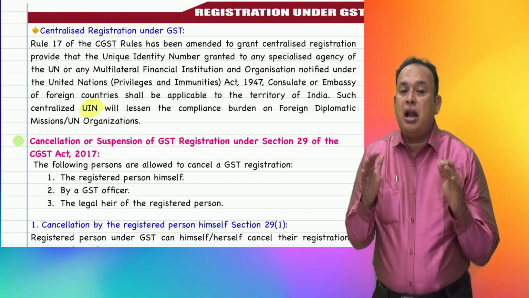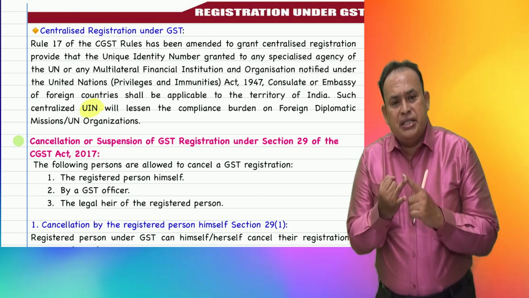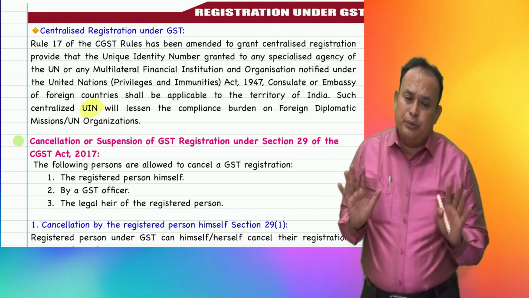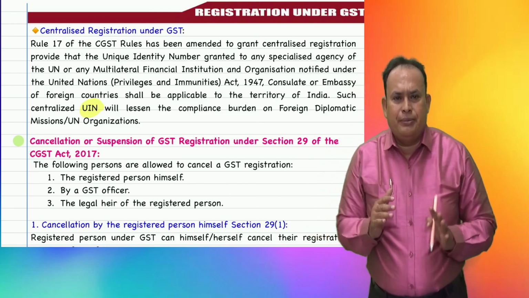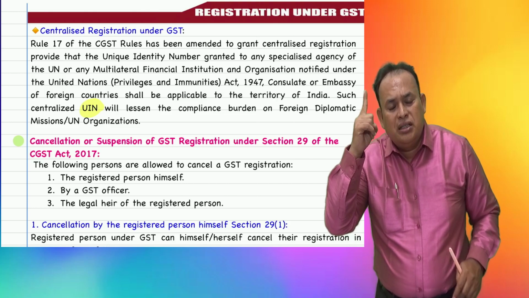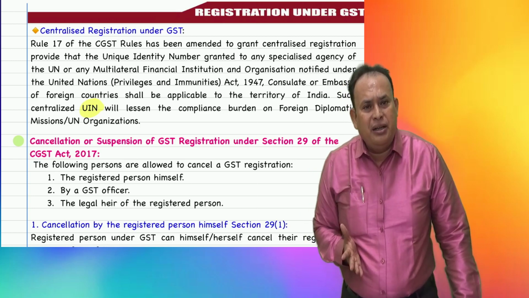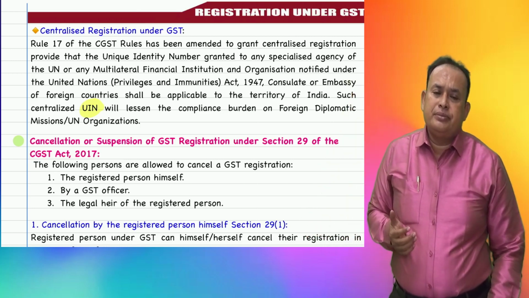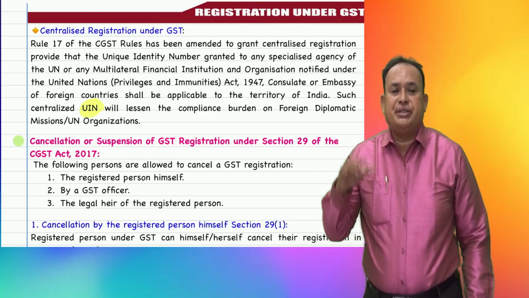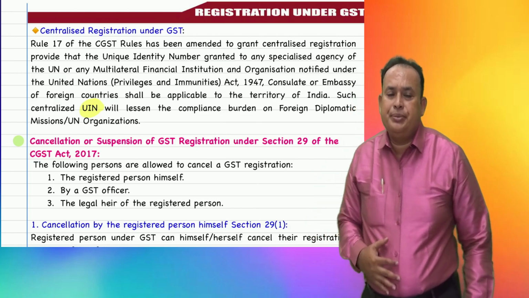For them, centralized registration is permissible. Foreign embassy, for example US embassy, New Delhi, US embassy, Chennai, US embassy, Mumbai, US embassy, Kolkata. In the 4 metros, 4 US embassies are there, and the rest of India also has US embassies. All these US embassies can have one UIN number. Yes, it is called centralized registration. For any other taxpayer, centralized registration is not allowed. You have to have state-wise or union territory-wise separate registration. Under one PAN number, multiple registrations, we call them distinct persons. You are aware of it.